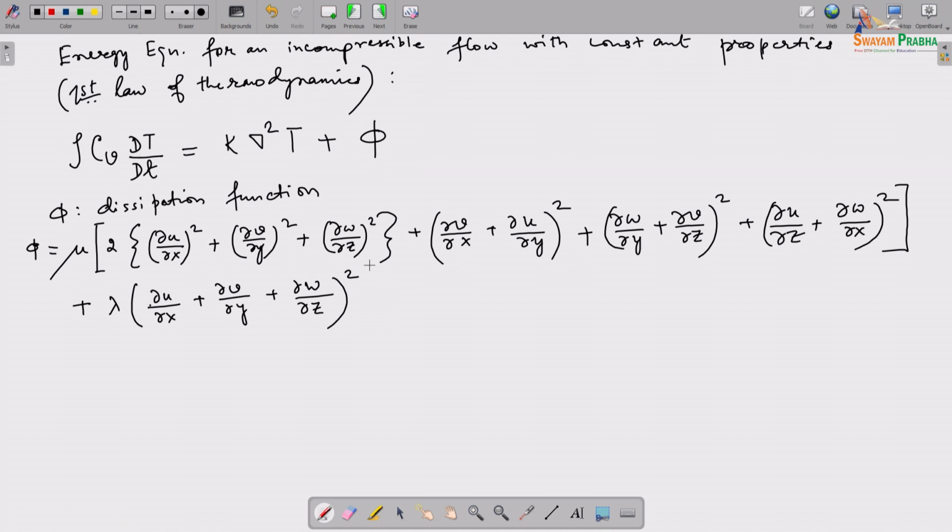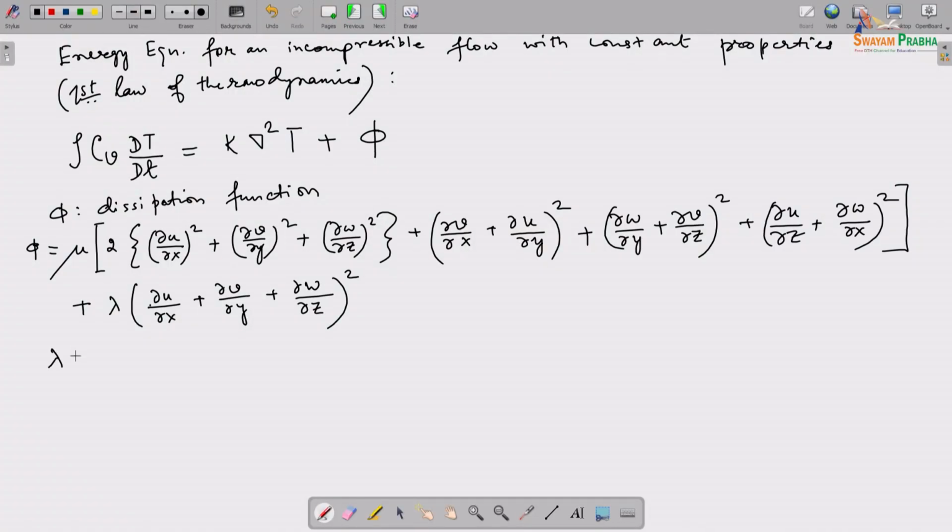Okay, but you can see what is going on here. You have that. So we have all these constants that we're using here. So we have a dissipation function and the lambda. So this is equal to, right, from Stokes hypothesis.